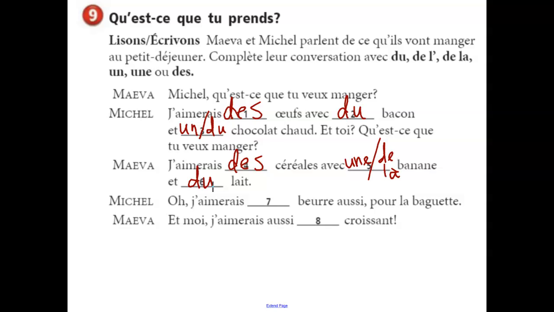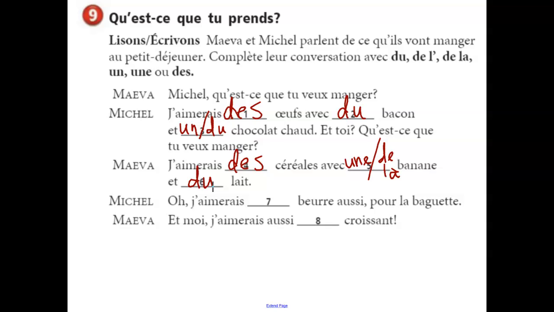Now, you could say une banane, meaning she wants a whole banana, or you could say de la banane, meaning she wants some banana. So she's going to take like half a banana and cut it up and put it on top of her cereal. Either of those would be acceptable. It just changes the meaning a teeny tiny little bit. Et du lait, and some milk.